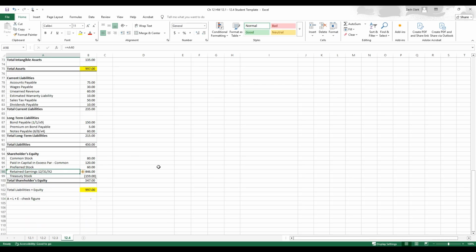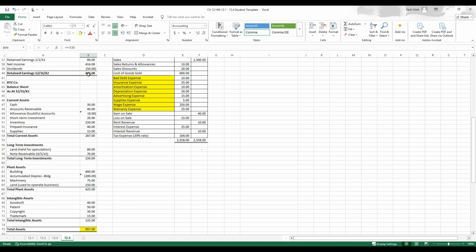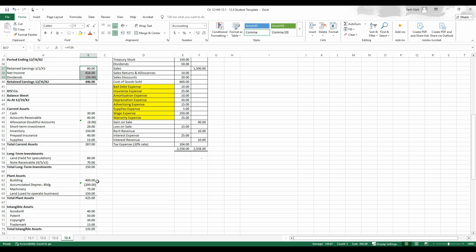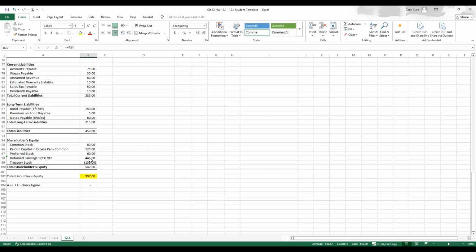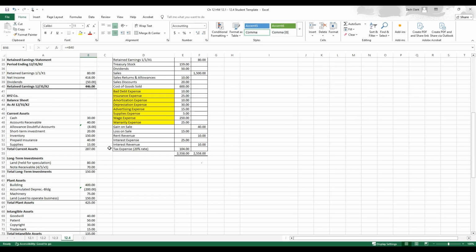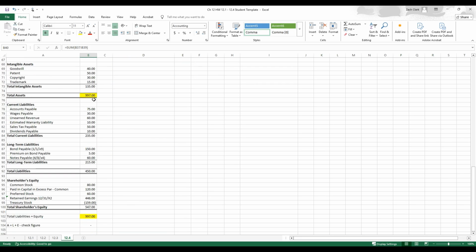And just a few things to kind of watch out for. Look for the contra accounts in the various categories. Make sure you have the pluses and minuses correctly when you're looking at other gain revenues, losses, all that stuff. Pull in retained earnings, calculated ending balance, not the beginning balance. And make sure your assets equal liabilities plus equity, and you're good to go. So that brings us to the end of chapter 12 homework.